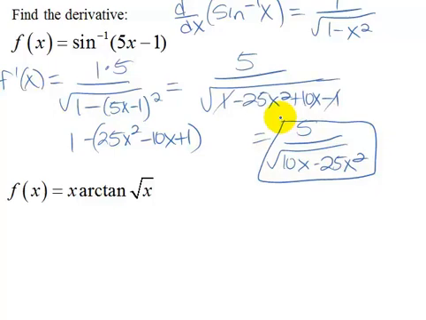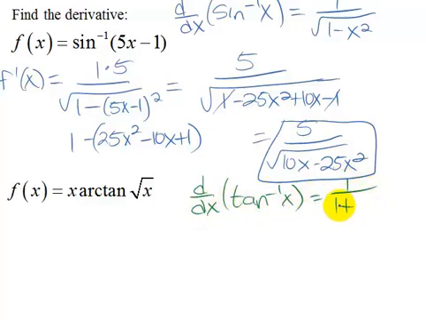Now looking at this second function, we've got a product, x times the arctan, which is the same thing as the inverse tangent of the square root of x. So let's first of all refresh our memories on what is the derivative of the inverse tangent of x, and that is 1 over 1 plus x squared. So instead of our x here, we're going to have square root of x, and then we would need to multiply by the derivative of that.